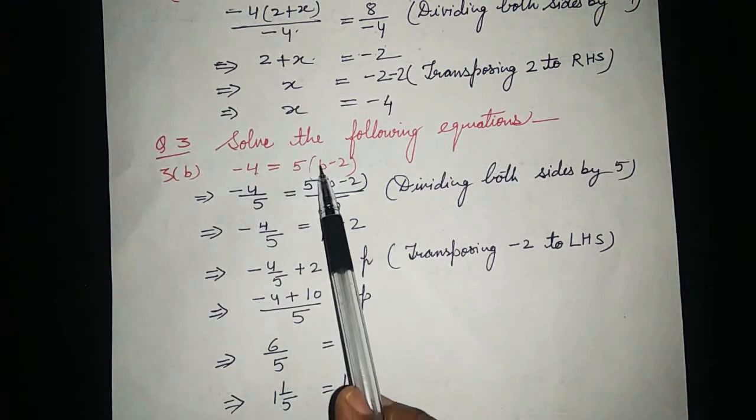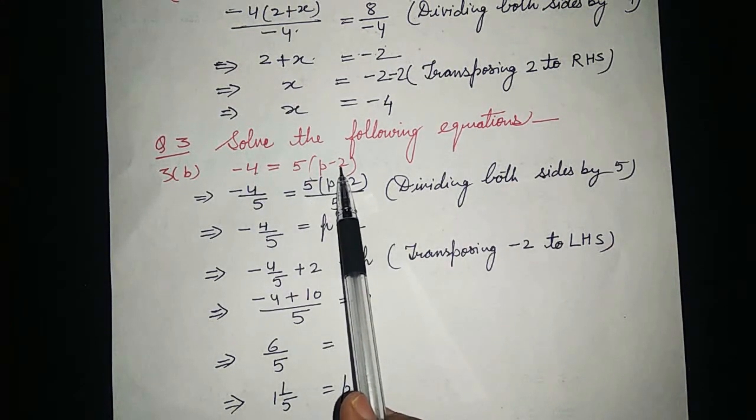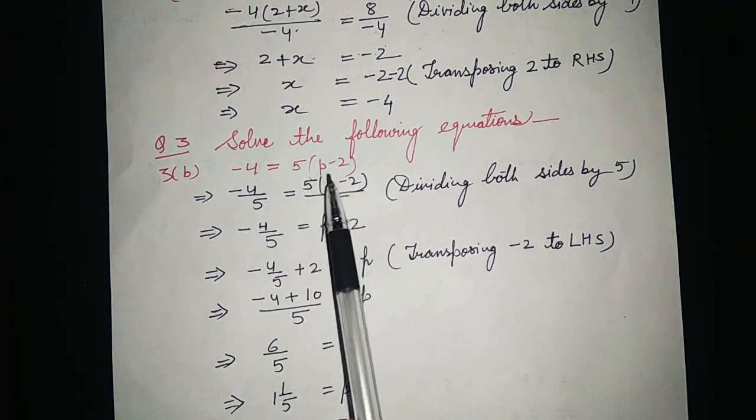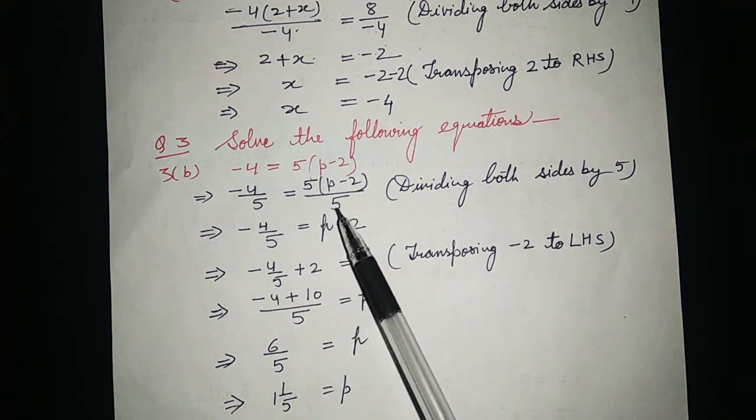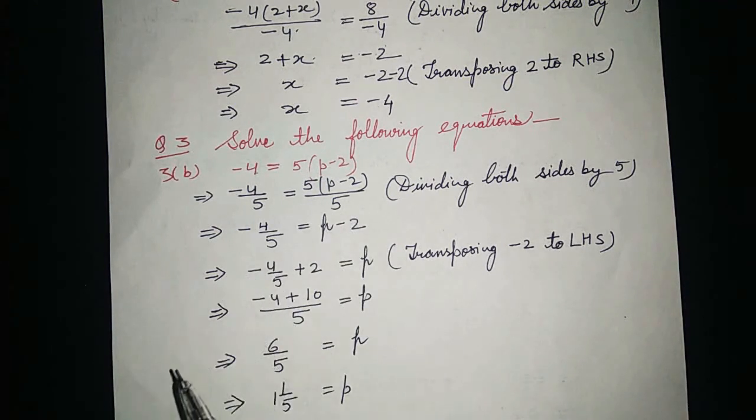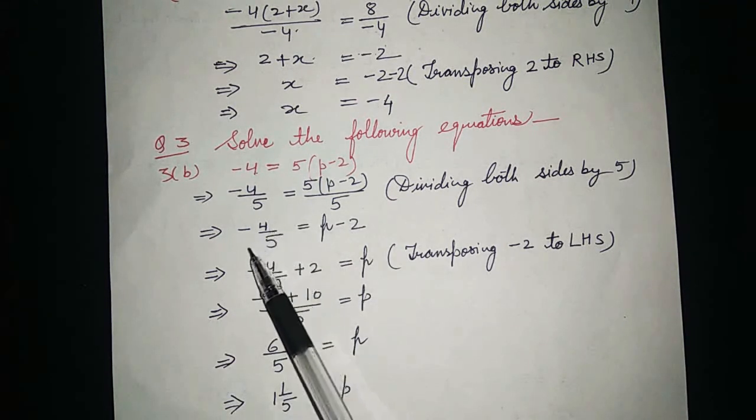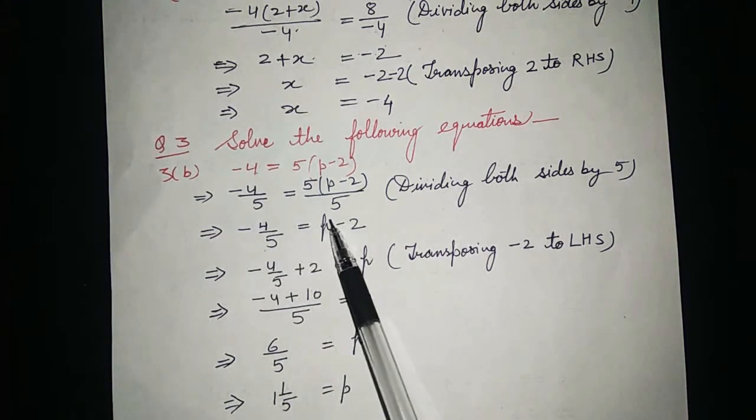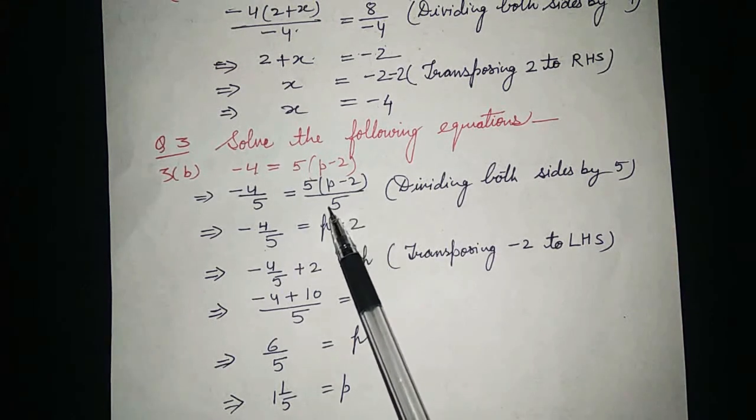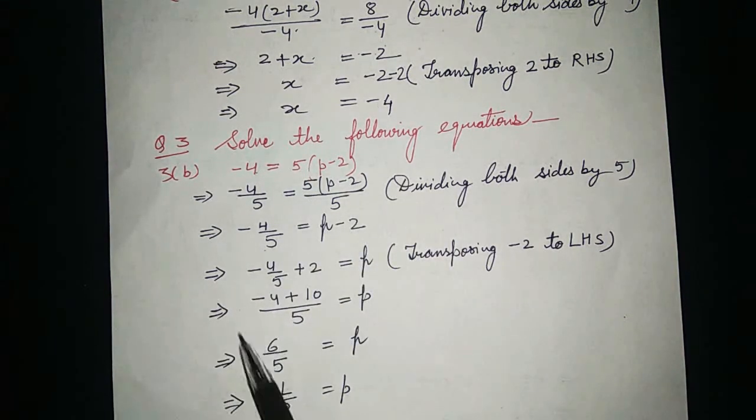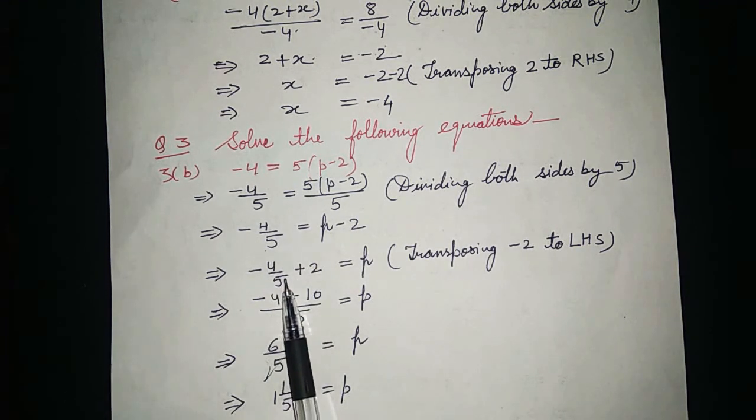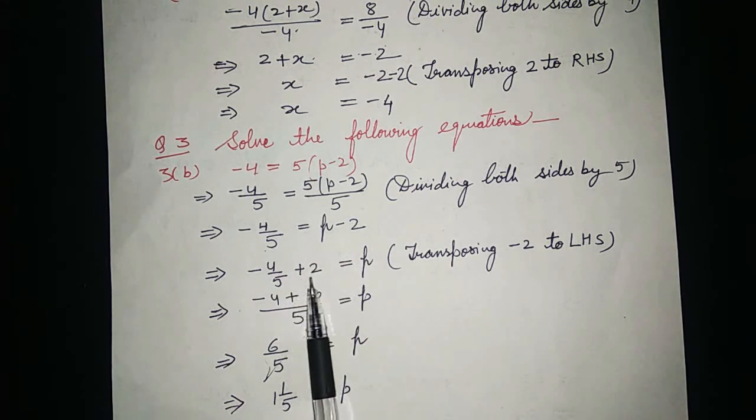Here variable you can see on the right hand side. But there is no any new thing which you will do. Same thing you have to do. Both the sides you will divide by 5. On the left hand side 5 will come, and on the right hand side only p minus 2 will come, because here 5 ÷ 5, 5 ÷ 5 you have cancelled out. And in the next step minus 4 upon 5, here plus 2.